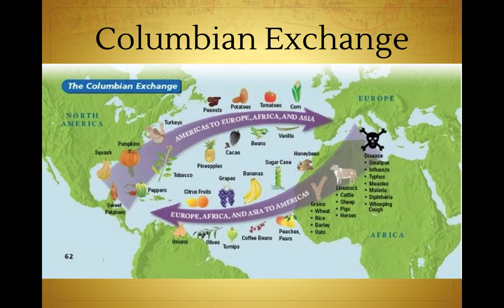And maybe it could have been a really positive time for them if the other thing that you see there with the skull and crossbones was not a part of this, which is the diseases. All these diseases are going to come and wreak havoc on the Americas. The biggest one being smallpox, but also influenza, typhus, measles, malaria, diphtheria, whooping cough.